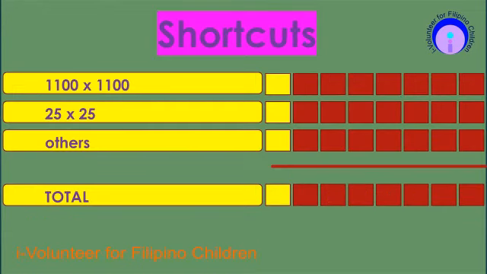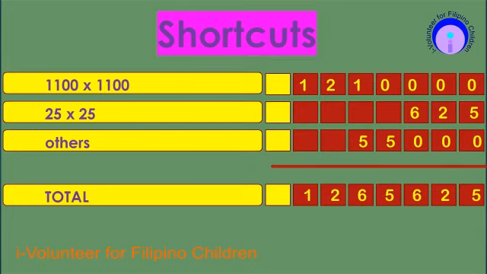Now let us find the final answer. 1,125 times 1,125 is equal to 1,265,625.